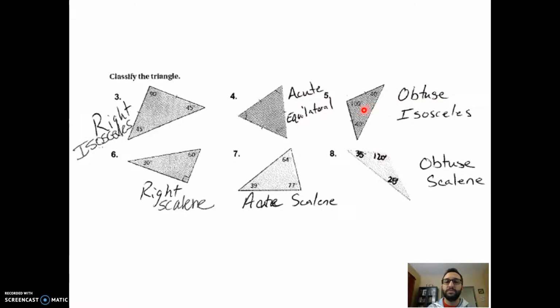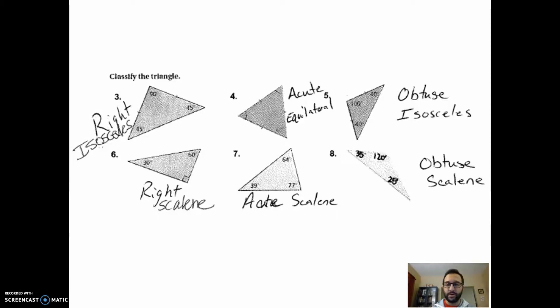This one's obtuse because of the obtuse angle here, and isosceles because of the 2 congruent sides. Right scalene, it's right because of the right angle. Scalene because none of the sides are the same, as you can see on all 3 of these. Acute and then obtuse. These are all 3 scalene because of the sides. All right, that's how you classify triangles.